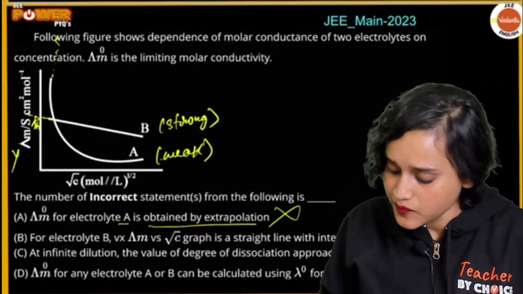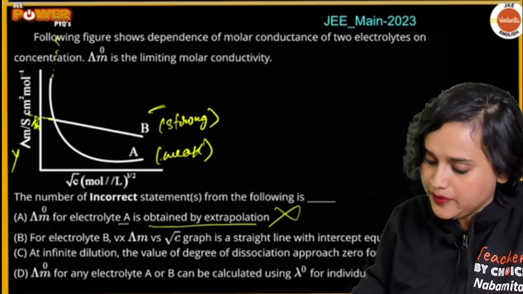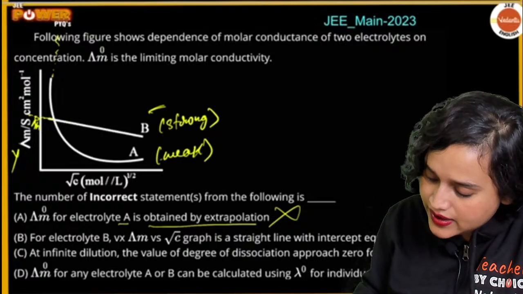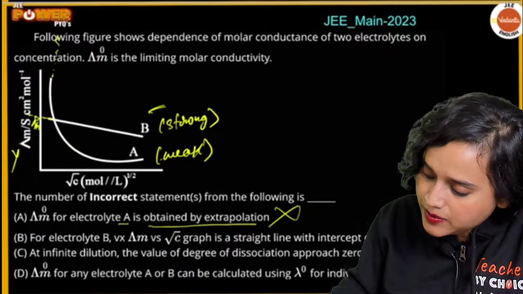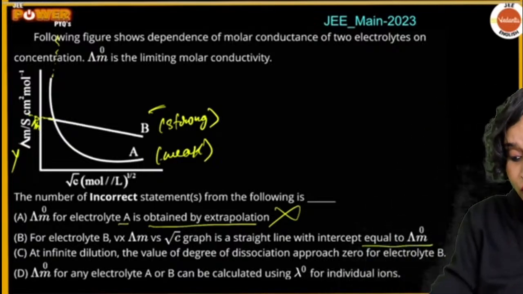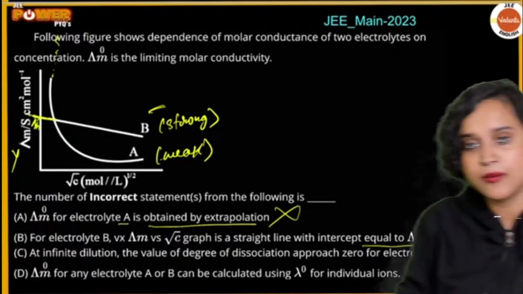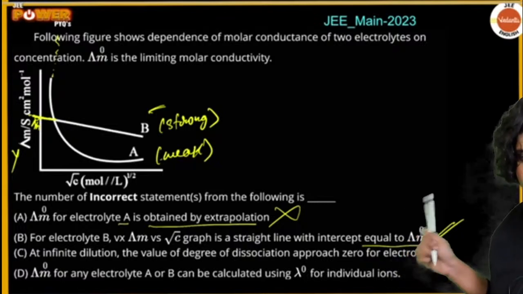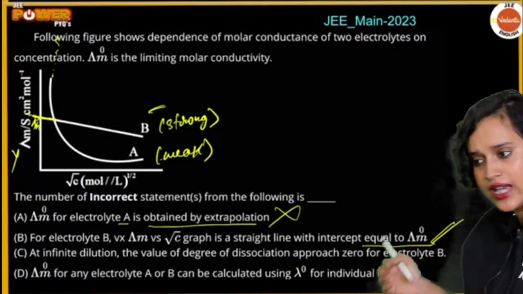Second, for electrolyte B, lambda m versus root over C graph is a straight line with intercept equal to lambda m naught. Yes, that is true. I've just told you, if you extrapolate here, you will get lambda m naught. So yes, option B is right. B is a strong electrolyte, so this makes sense.